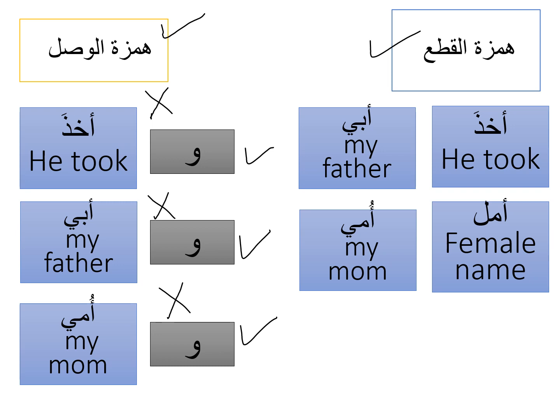You will never say وخذ. You will never say وبي. You will never say وامي. These are not words, and you cannot pronounce them without Hamza. That's why all of them are Hamzat Qata'.